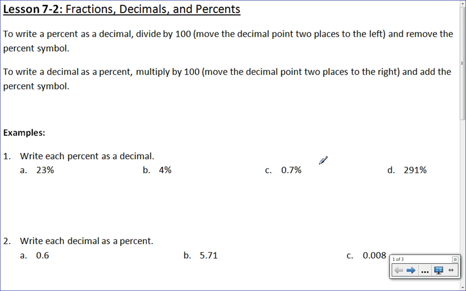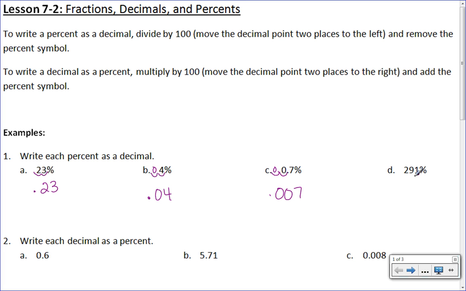So for the first example, we want to write each percent as a decimal. Because we're going from percents to decimals, we'll be moving the decimal point 2 places to the left. It starts right after the 3, we move it 1, 2 places to the left, so we have 0.23. For B, when we move this 1 place to the left, we need to add an extra 0 to move it the second place. So we have 0.04. Same thing for C. Move it 1 place and then add an extra 0 to move it the second place. We have 0.007.